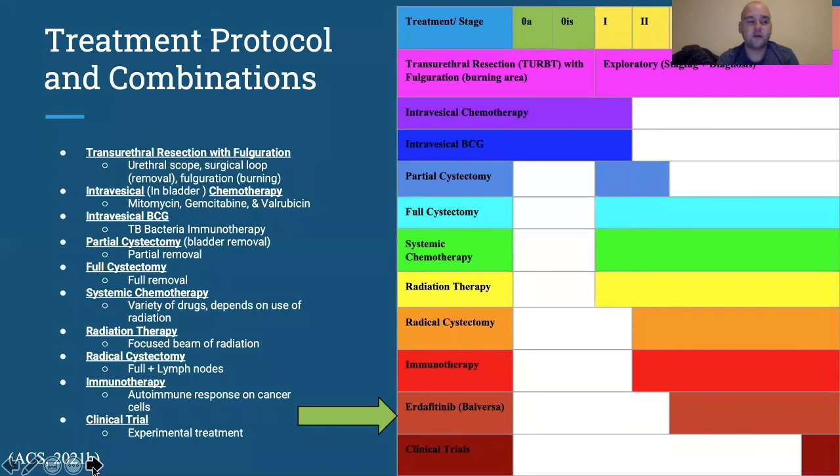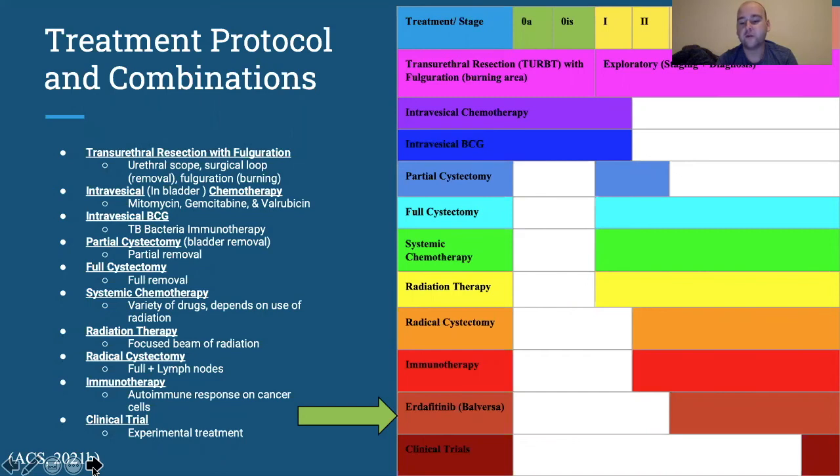Treatment protocol and combinations. The treatment protocol for bladder cancer is influenced by the stage and spread of cancer. Transurethral resection with fulguration is the primary treatment for early stages of bladder cancer and for diagnosis in both early and later stages. Intravesical therapy, meaning putting the treatment inside the bladder, is used for early stages. This therapy can be chemotherapy, which results in fewer systemic side effects because it is local, or BCG. Intravesical chemotherapy is usually several different types of drugs.